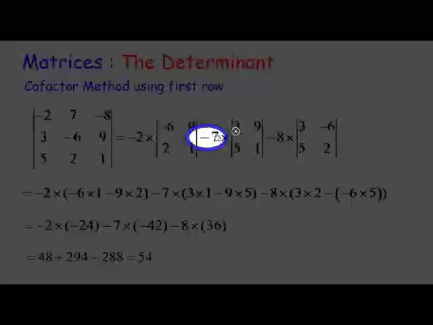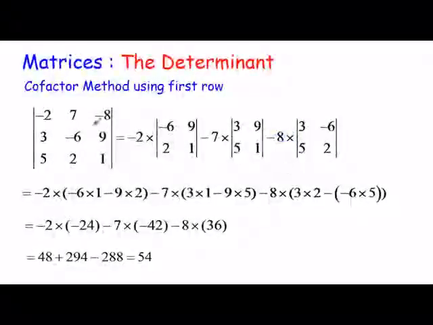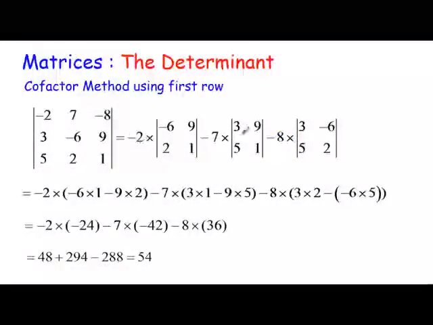And while we're here, let's have a look at the -8. The -8 is in the first row and the third column, so 1 and 3 is 4, so it's -1 to the power 4, which is +1, so the -8 still remains as -8 over here. So we have a plus, minus, plus in front of these numbers, multiplying each of them. So it's a plus times a -2, a minus times a 7, which is -7, and a plus times a -8.